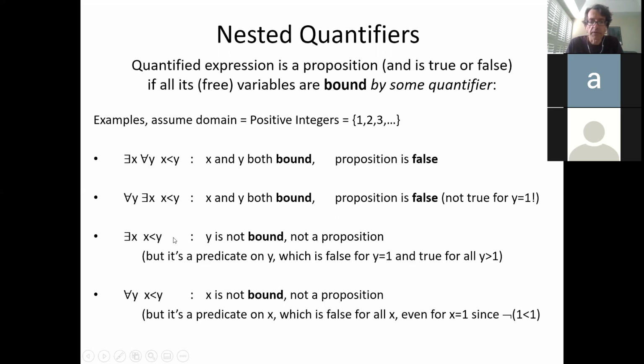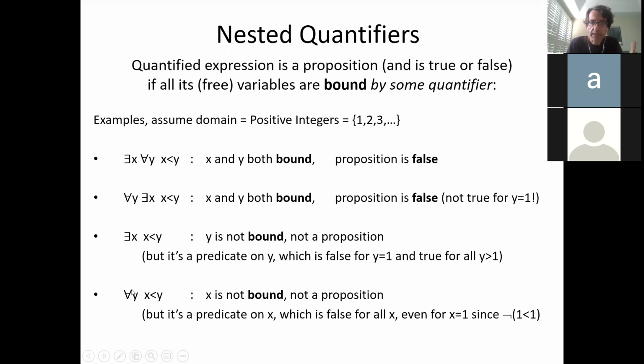Okay, what about this kind of expression? There exists an x which is smaller than y. I cannot evaluate truth or falsity because y is not bound. It's a free variable. On the other hand, this is a predicate on y. Once I instantiate it, this expression is a function of y. For different y's, it's going to be either true or false. So it's a predicate on y.